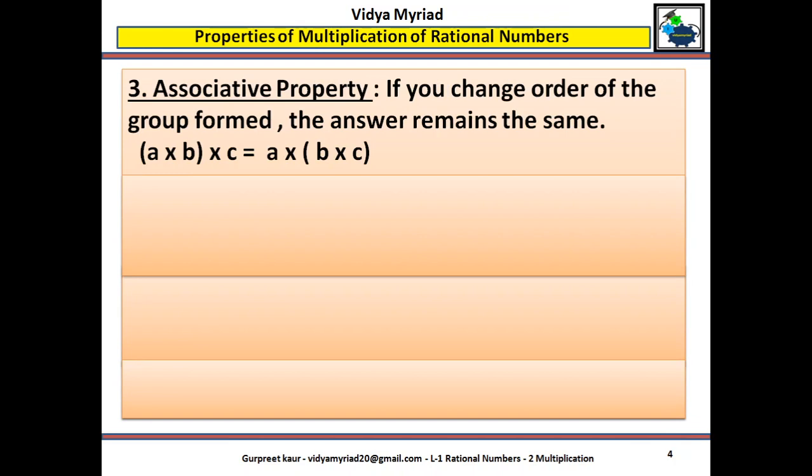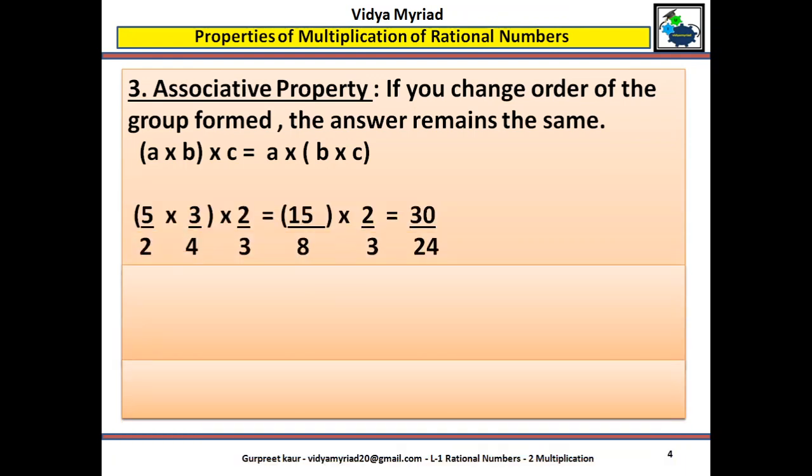Next is the associative property. If you change the grouping, your answer remains the same in the case of multiplication. Here I have simply written A multiplied by B multiplied by C equal to A multiplied by B multiplied by C. I have just changed the bracket. In the first case, I have grouped A and B to do first. In the second case, I have grouped B and C together. Let us understand with the help of an example.